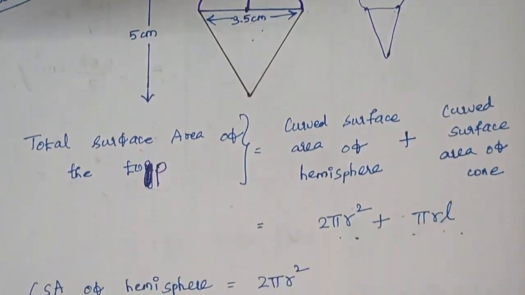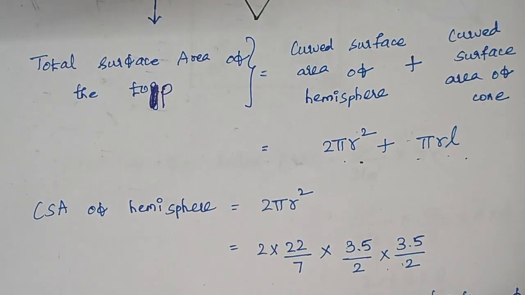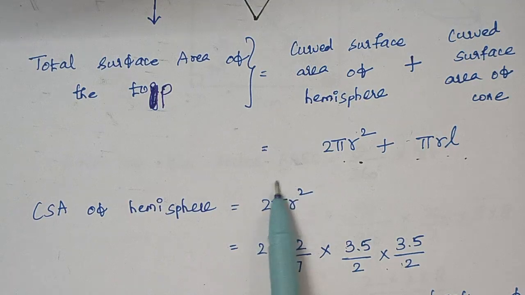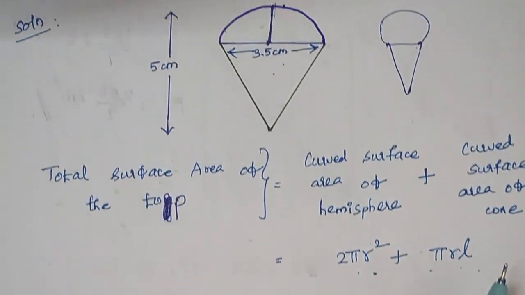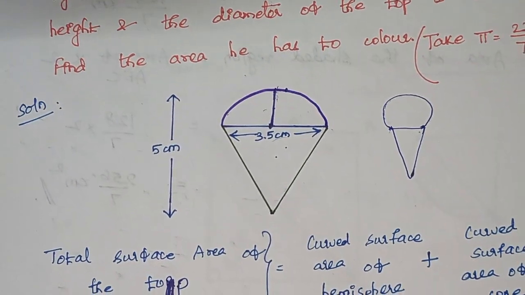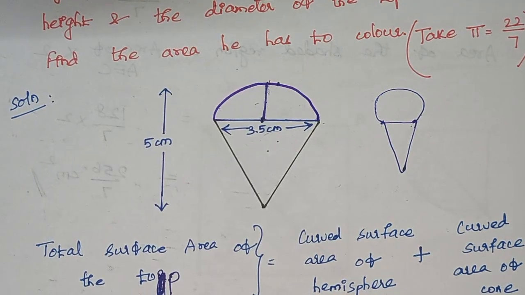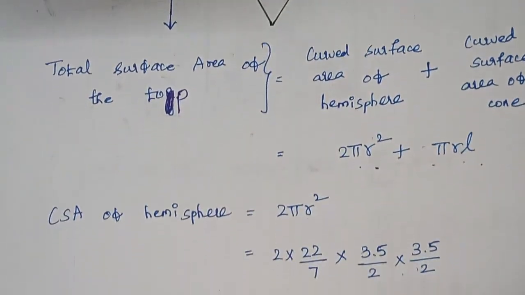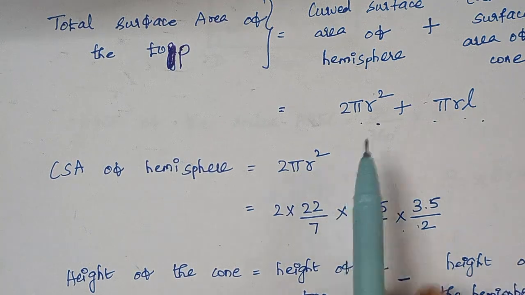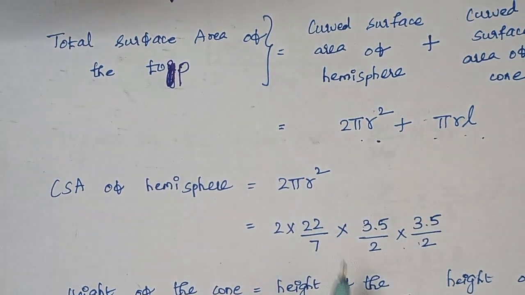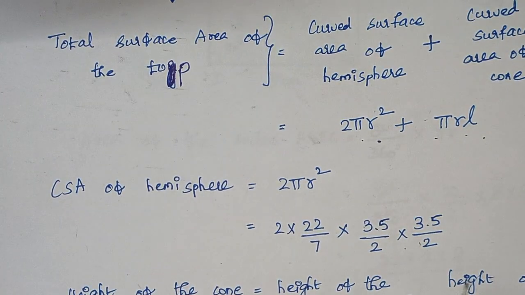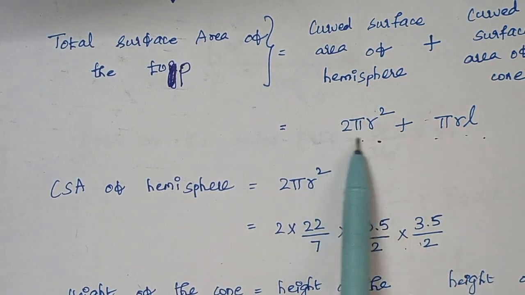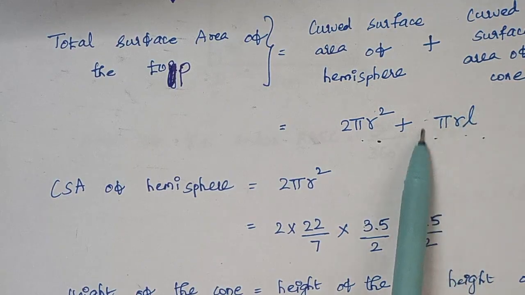So curved surface area of hemisphere, the formula is 2 pi r square. So we know the value of r and the value of pi, it is clearly mentioned in the problem. Take it as 22 by 7 here, right? So just take it as such. And when you substitute the values, you see here we are having 2 into 22 by 7 into 3.5 by 2 into 3.5 by 2, right? So just now we have calculated this part. Now we have to find this one.